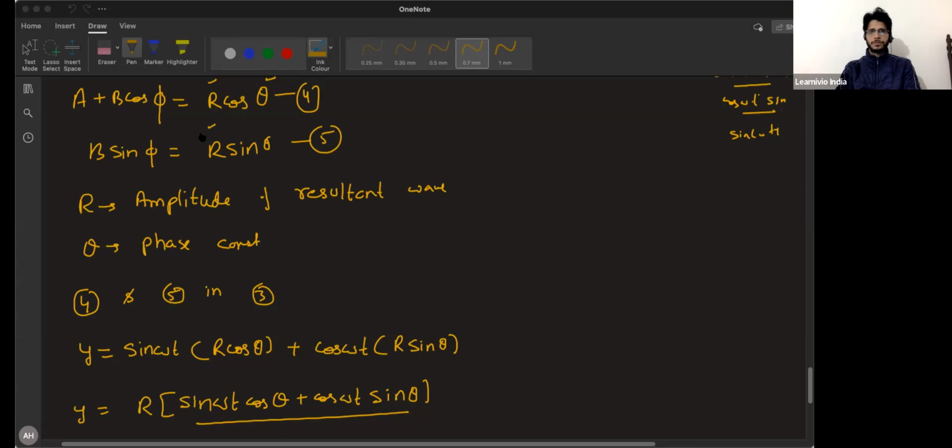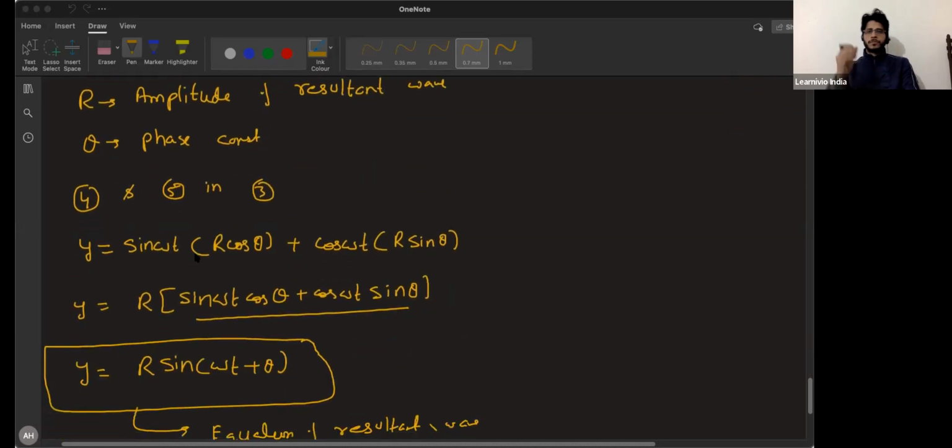Sir, theta is the phase constant. Theta is the phase constant phi. For the first wave, your phase constant was 0. For the second wave, it was phi. For the resultant wave, it's theta.